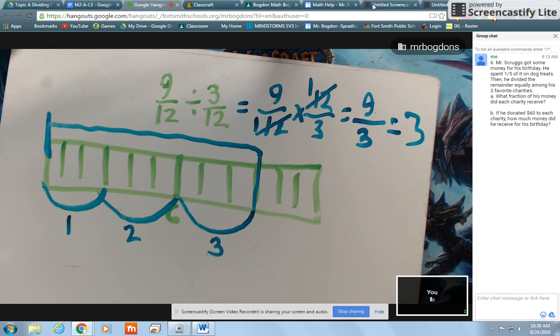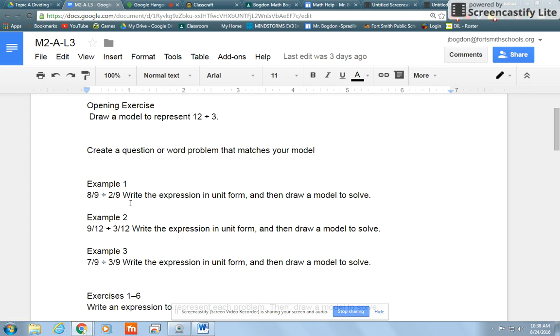Let's look at the next example on your assignment. It says 7/9 divided by 3/9. You need to write the expression in unit form, which is just write down the expression, and then draw a model to solve. I want everyone to start working on that by themselves.